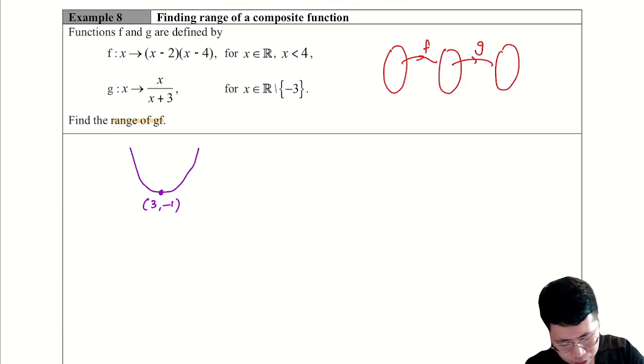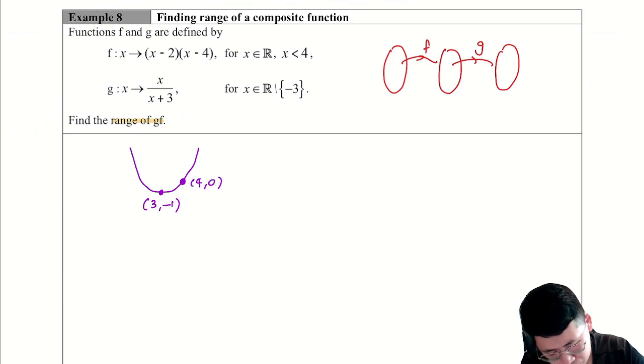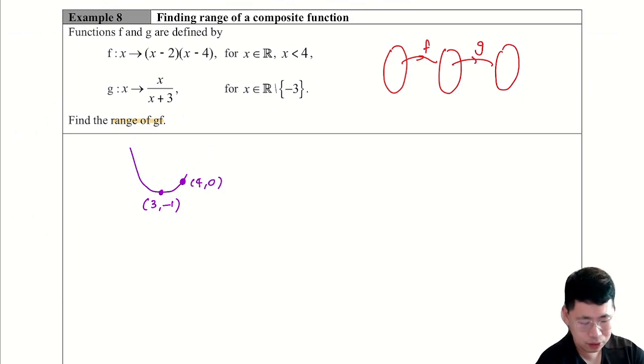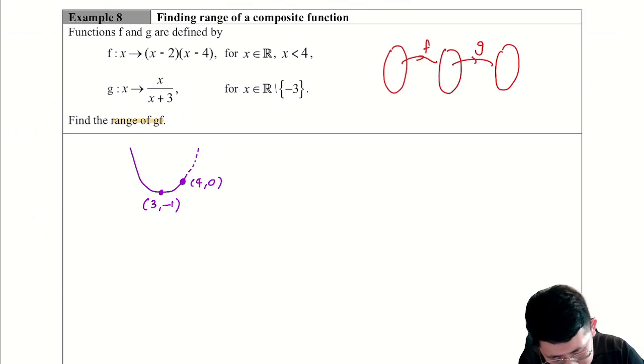And then where are we starting? What's the domain? The domain is x less than 4, so we are going to start at 4. So this over here is (4, 0). And I am going to erase the part on the right hand side. If you want, you can even erase the whole thing, and this is the graph that you get. But I will show you the original graph. So now this over here is the domain of f, and this over here would be the range of f.